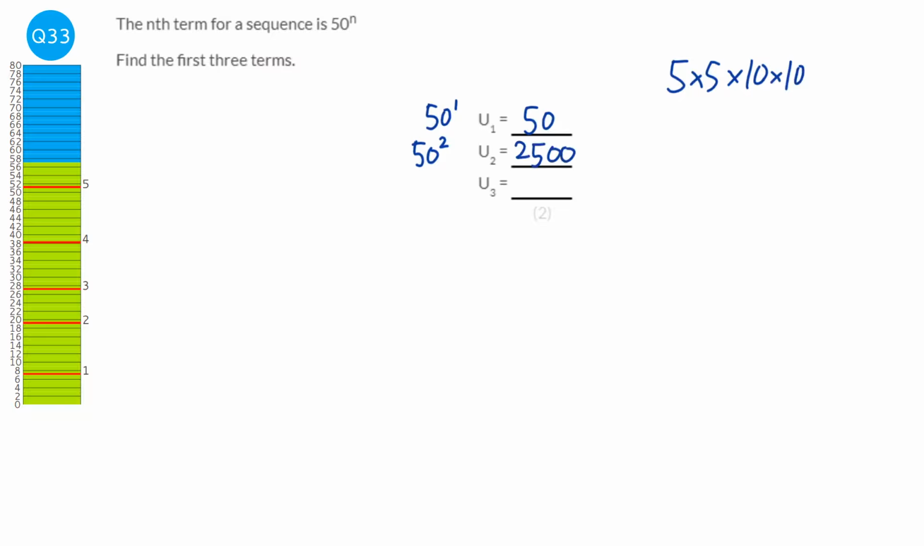2,500 even. And then the last one is 50 cubed. So that's going to be 2,500 times 50 again. And so when you times that out, you get 125,000.